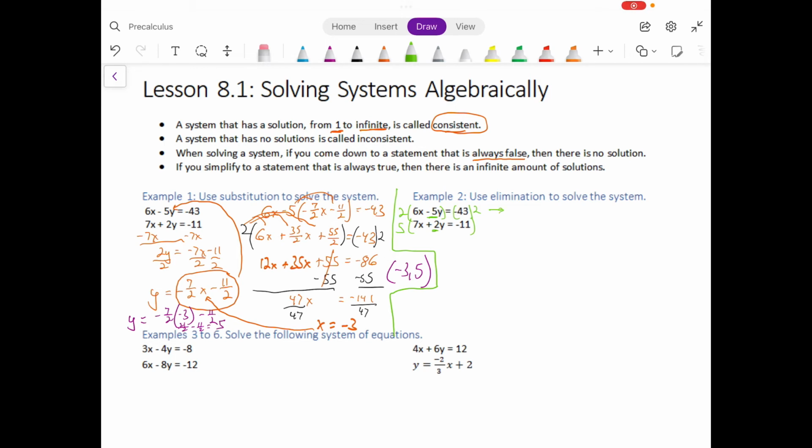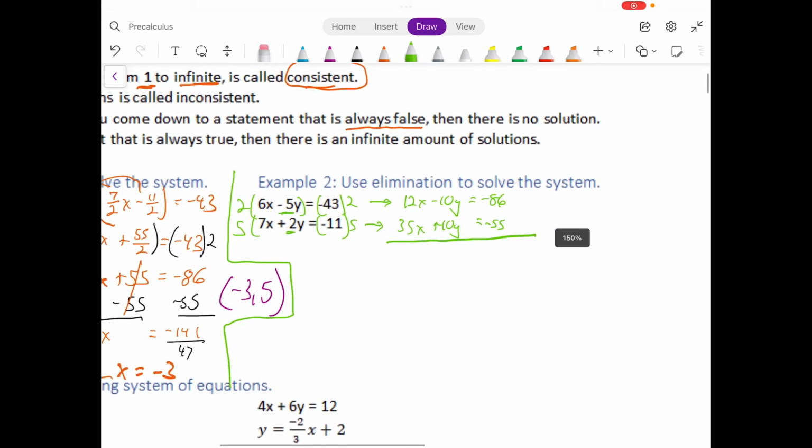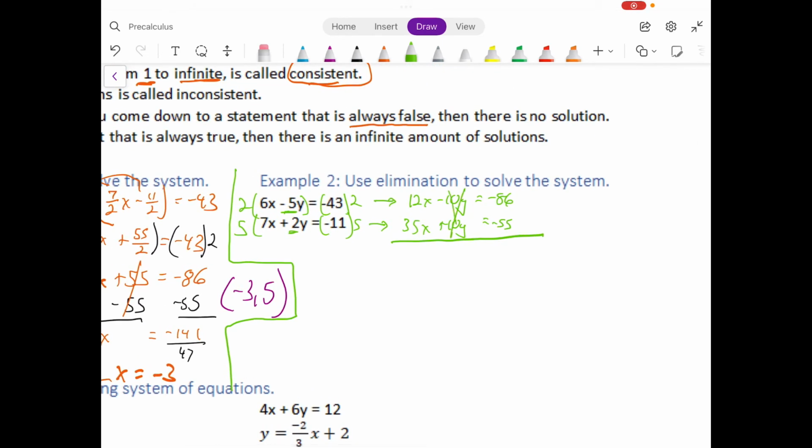And that gives us 12x minus 10y equals -86, and the bottom gives us 35x plus 10y equals negative 55. Now that we have that, we can go ahead and add them. It's going to go much quicker than substitution. So when we add, those cancel, we get 47x equals negative 141. Divide both sides by 47, and you get x equals negative 3.